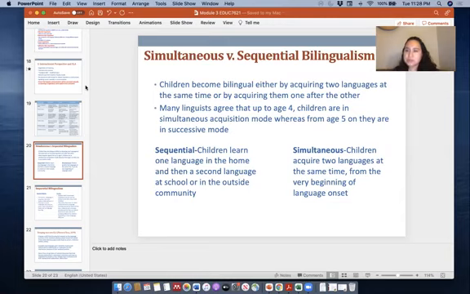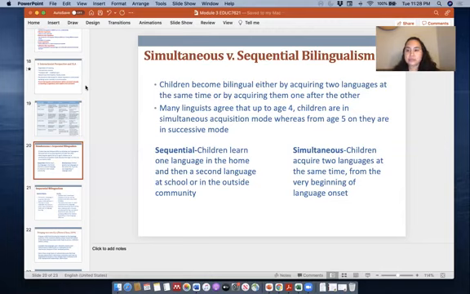In the following modules, the emphasis will be more on learning to be bilingual simultaneously, acquiring two languages at the same time. In this module, the emphasis was more on learning one language after the other. Many linguists in the field of second language acquisition believe that up to the age of 4, children are in this simultaneous acquisition mode.